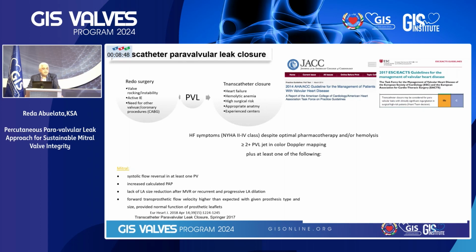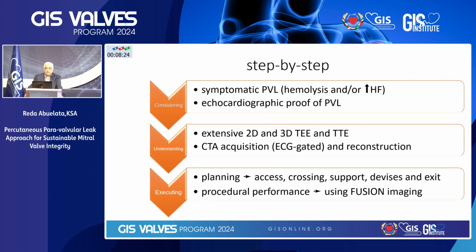What is against percutaneous closure? When we have a patient with a mechanically unstable valve or infective endocarditis that is still active, there is no role for a percutaneous option. It's only a surgical issue. But patients with heart failure or hemolytic anemia, with a stable valve and no evidence of infection, can usually benefit from percutaneous closure.